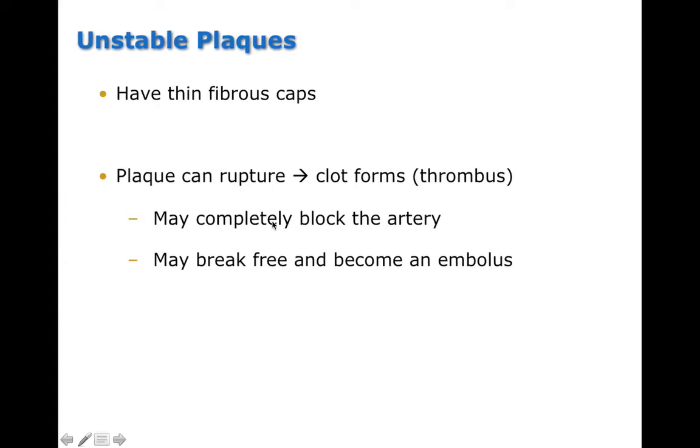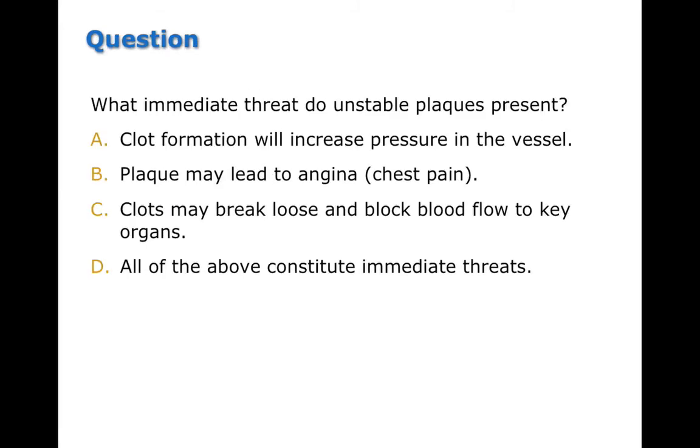Now this may completely block an artery, or the clot can break free, turn into an embolus, and then clog a downstream artery, one that's smaller. Now what the question here says, what immediate threat do unstable plaques present? Is it A, clot formation will increase pressure in the vessel? Is it B, plaque may lead to angina or chest pain? Is it C, clots may break loose and block blood flow to key organs? Or D, all the above constitute immediate threats?